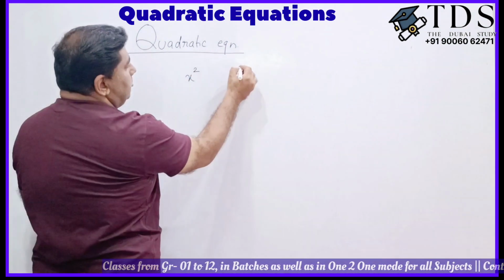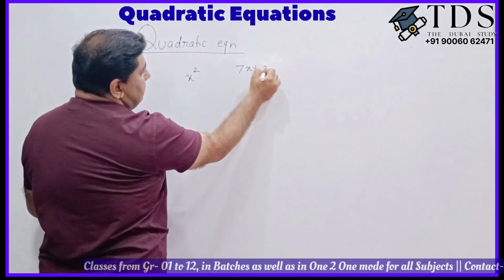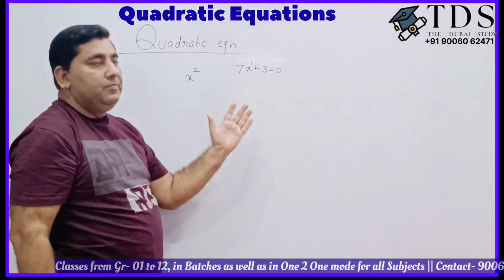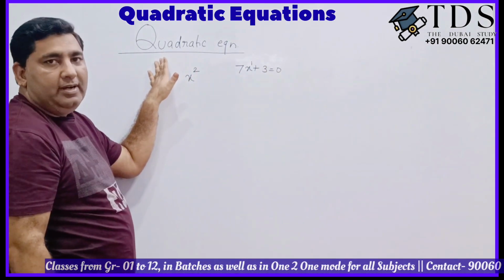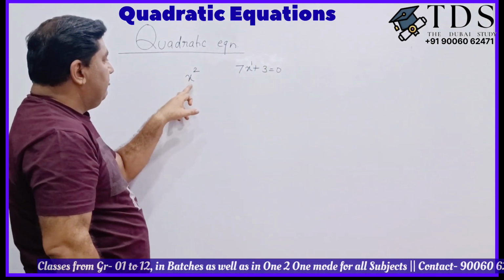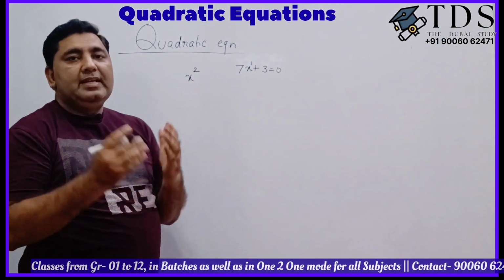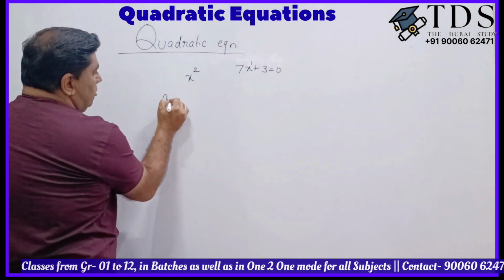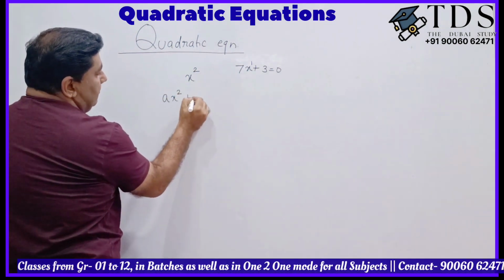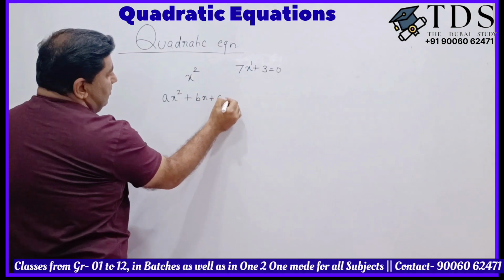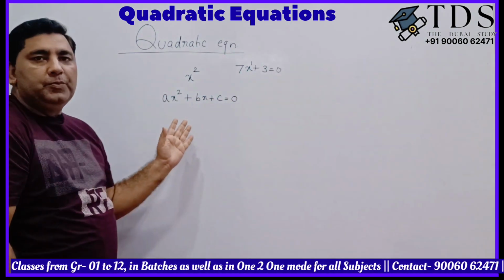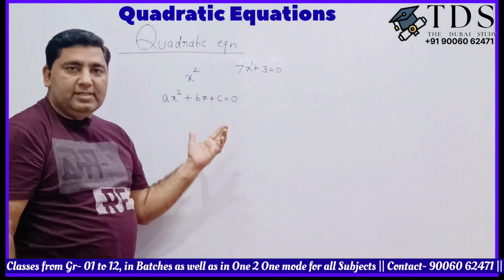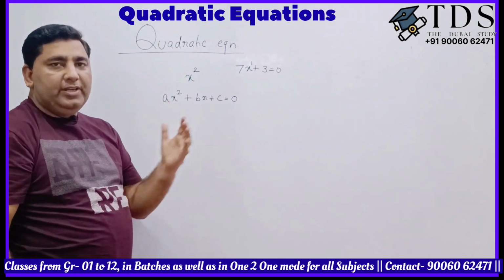Like in class 9th, if there is power 1, this is called the linear equation. But today my topic is quadratic equation. So if the variable has degree 2, then it is called the quadratic equation. The general equation of the quadratic equation is ax square plus bx plus c equals to 0, where a, b, c are constants and x is the variable.